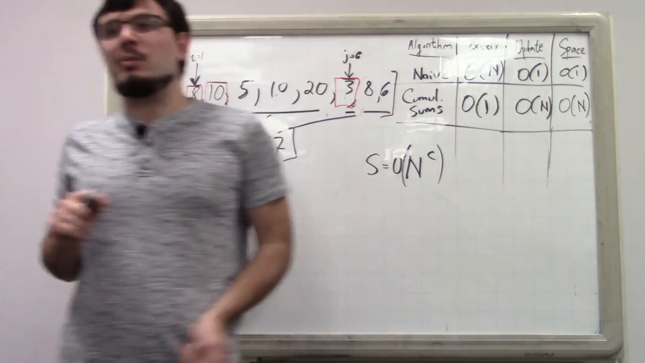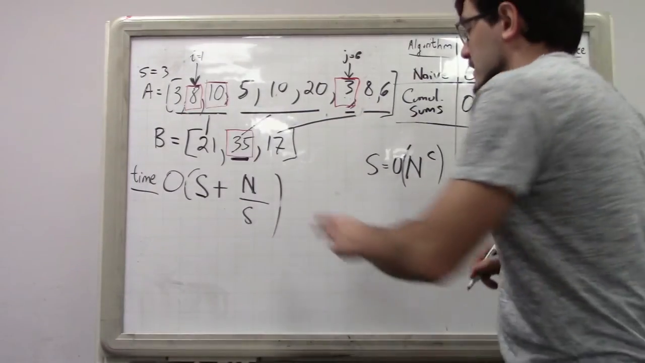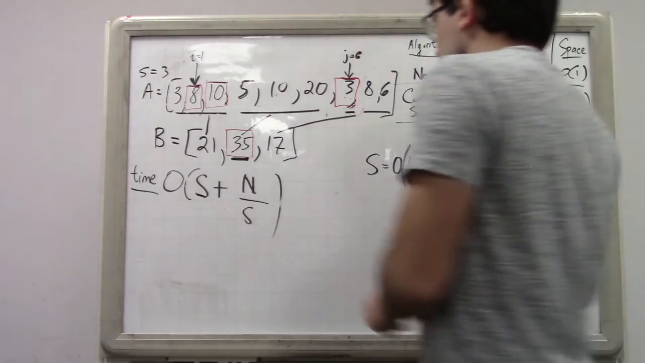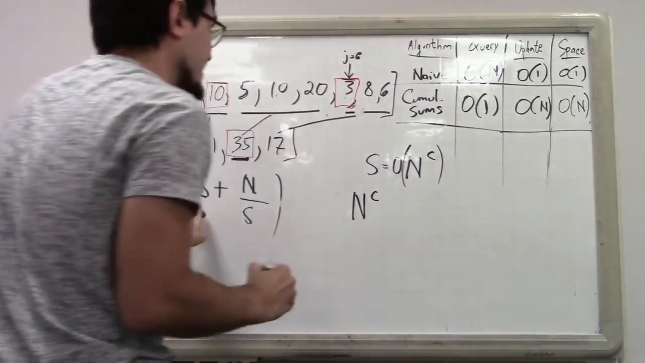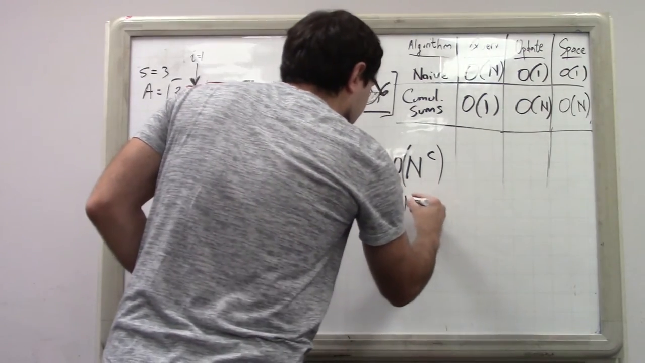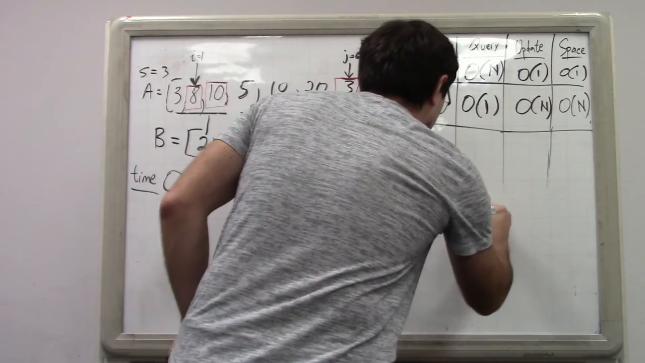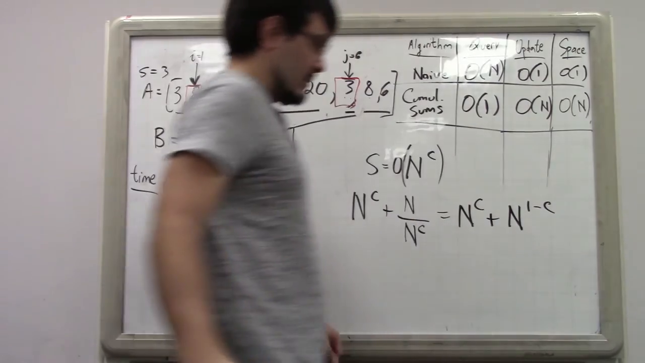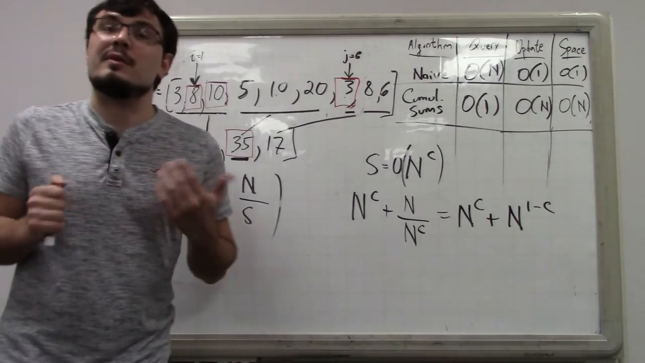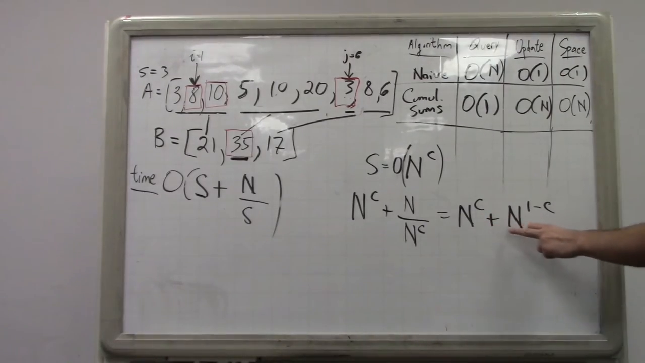So already 0.5 comes to mind, which would be the square root. But let's make it more precise. Let's plug it into this expression. So here we get n to the cth power, that's s, plus n divided by n to the cth power. And rewriting this, we can rewrite it like so. Now we see very clearly why square root is the best value. You have n to the cth power plus n to the 1 minus cth power.